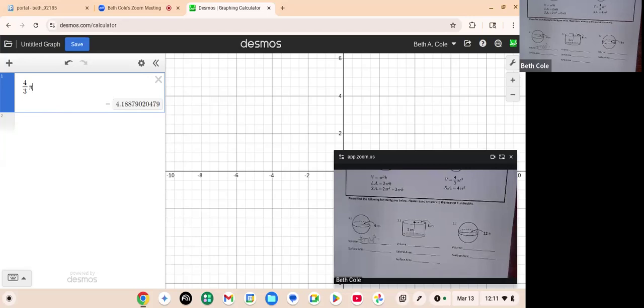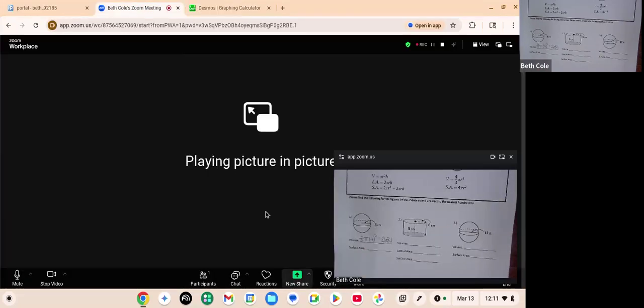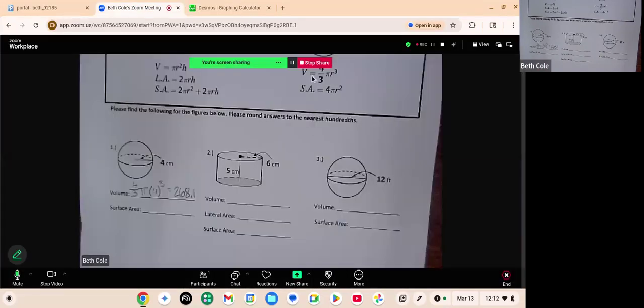What else is on our paper? 4/3 pi, and then what comes after that? R, which was 4 to the third power. There, that's our answer. What does that say? It says 268.1. I'm rounding. And hold on a second, because we need to talk about what the units are for that.